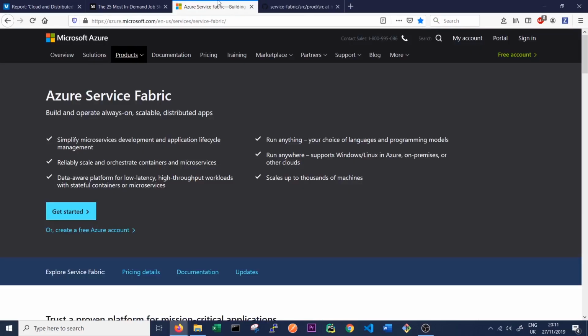And also Service Fabric can run anywhere, so it runs on both Windows and Linux. It can run on-premise or in other clouds, so we can actually boot up a Service Fabric cluster in AWS or in Google Cloud Platform, not just Microsoft Azure. So just like many other distributed systems, Service Fabric scales very well, so we can scale out to thousands of machines. So this can allow us to handle huge load and huge throughput on our system.